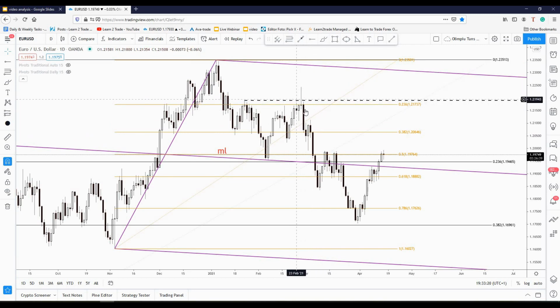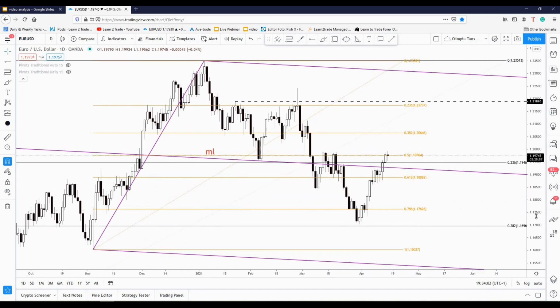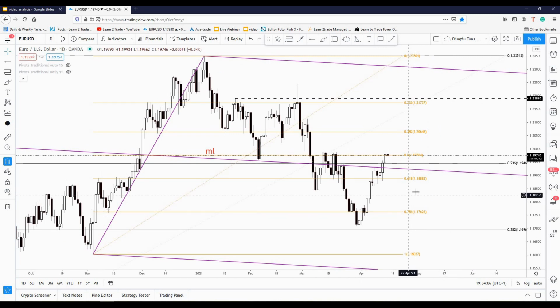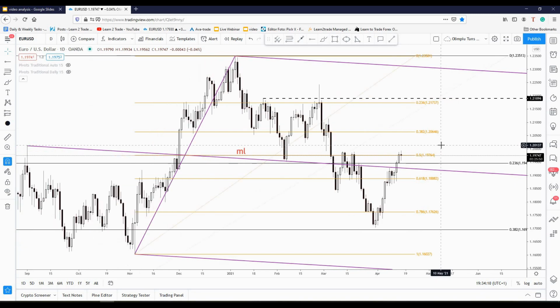And here this pin bar signaled that we may have a new sell-off. The price decreased to 38.2, to 50%, and dropped right below this major 23.6, below the medium line. Here it retested the 50%, and then continued to drop below 61.8 towards 78.6 and towards the major 38.2. So as you can see, you can use all these Fibonacci retracement levels as support and resistance areas, and also the medium line as a potential target.